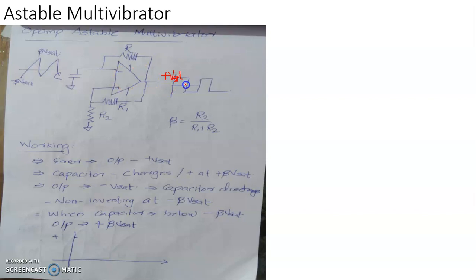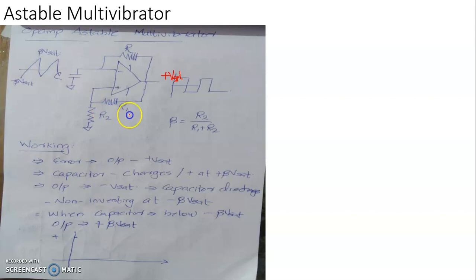This square wave generation will most often be at the expense of the charging and discharging of a capacitor, which always produces a waveform that is sawtooth in nature. How the sawtooth waveform is produced here, and how a square wave is produced in the output, we will look into now.